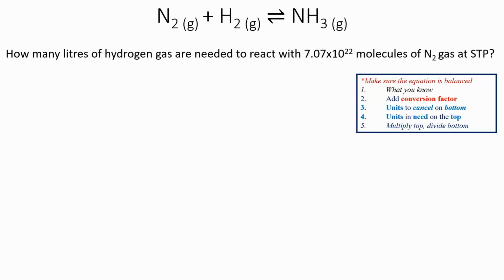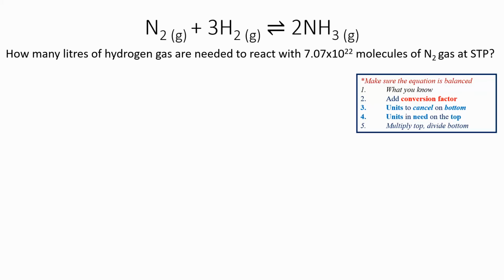But first things first, let's balance this. Pause the video for a second here and give that a go. Okay, so here's our balanced equation once again. We have nitrogen gas reacting with 3 hydrogen gases to create 2 ammonia gases for our molar equivalents.